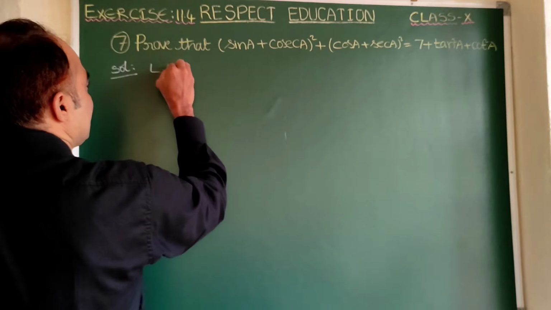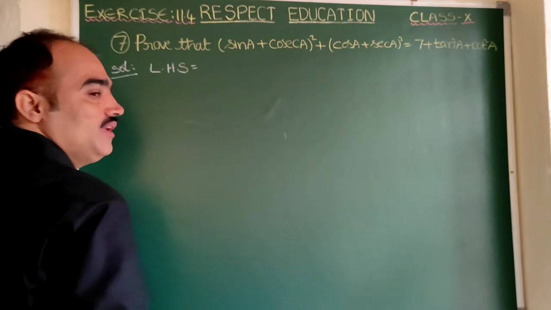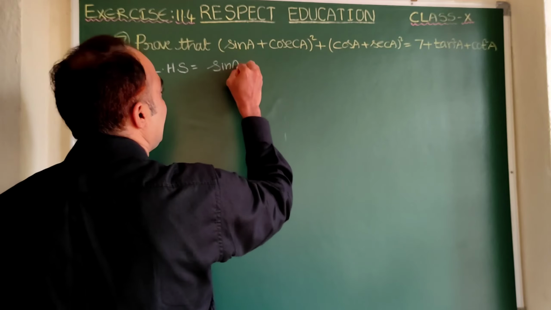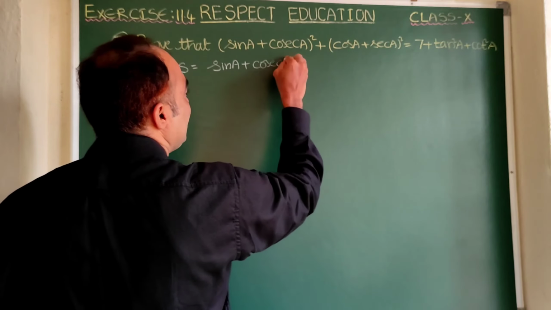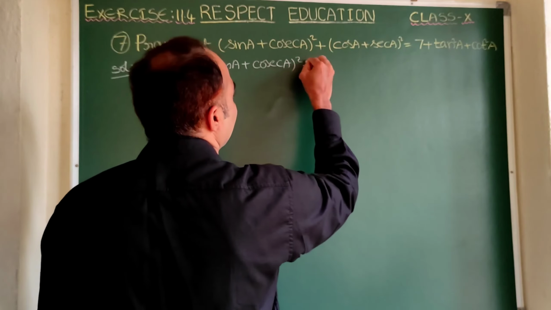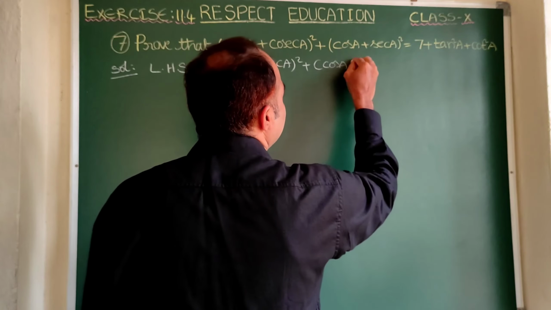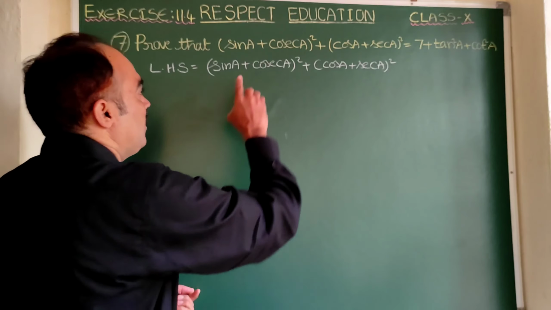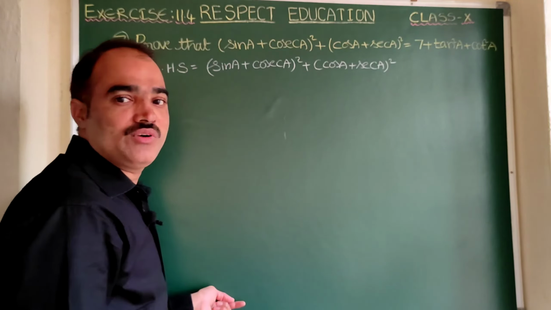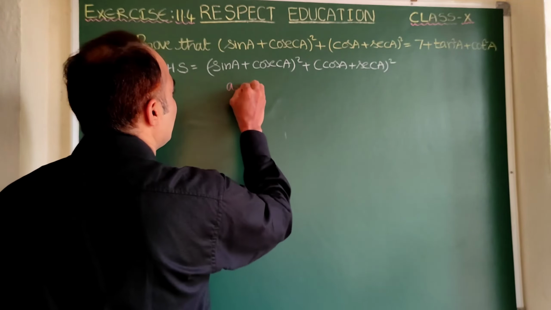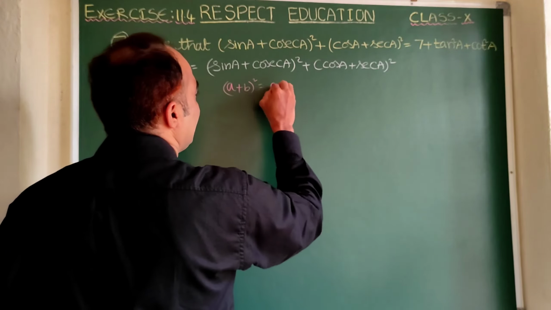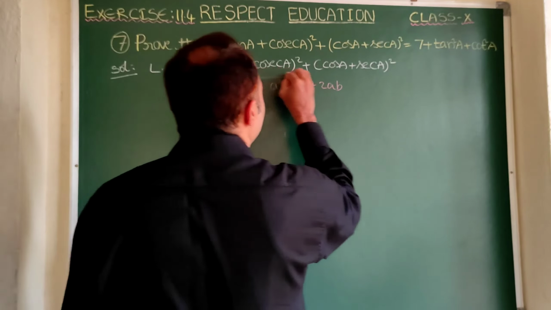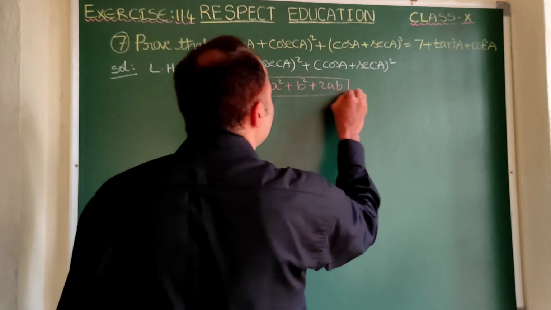Consider LHS, left hand side part of the problem. So let us take this value completely. So say here what is given, sin A plus cosecant A whole square plus cos A plus secant A whole square. Here you observe carefully, for both of them A plus B whole square formula is suitable. What is A plus B whole square? A square plus B square plus 2AB. Based on this formula, we are going to expand both of them.